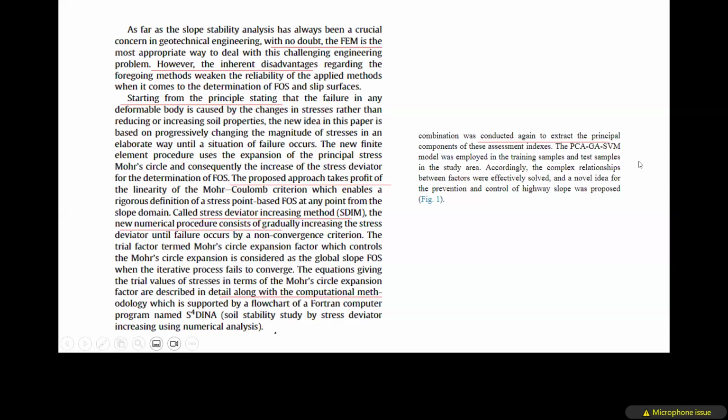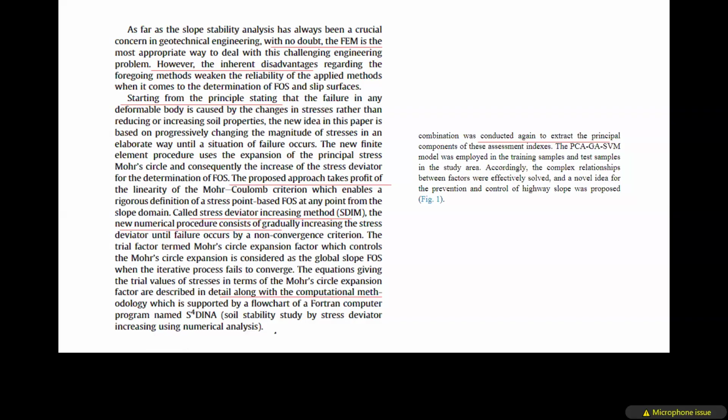As far as slope stability analysis has always been a crucial concern in geotechnical engineering, with no doubt, the FEM is the most appropriate way to deal. However, now he is highlighting the strength of slope stability analysis and FEM. However, the inherent disadvantages regarding the foregoing methods weaken the reliability. Now, very strongly, he provides an argument to study that further, right? Because there are lots of inherent disadvantages, so we can't move forward from here, right?